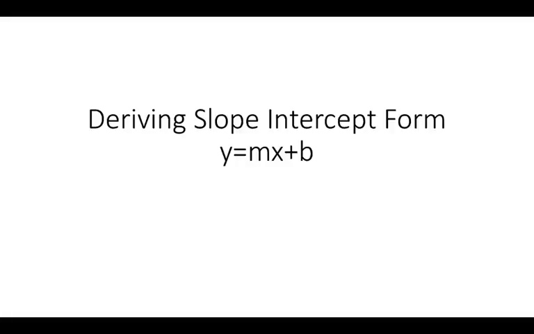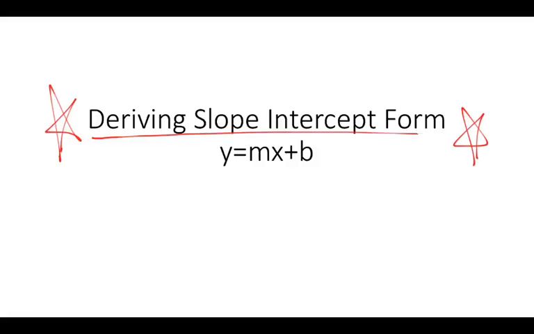Okay, this is going to go into your notes. What I want you to do is get yourself a fresh page and title it Deriving Slope-Intercept Form, y equals mx plus b. Deriving means proving, or using what you know to show that y would equal mx plus b. It's taking information you know and manipulating it to prove that something works. So, deriving slope-intercept form, y equals mx plus b.